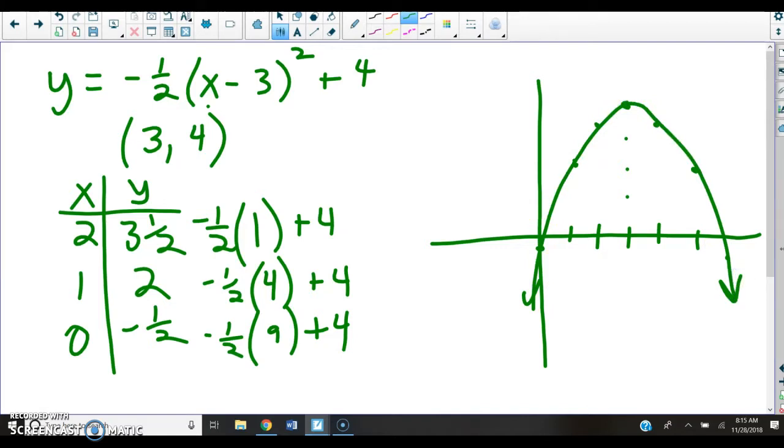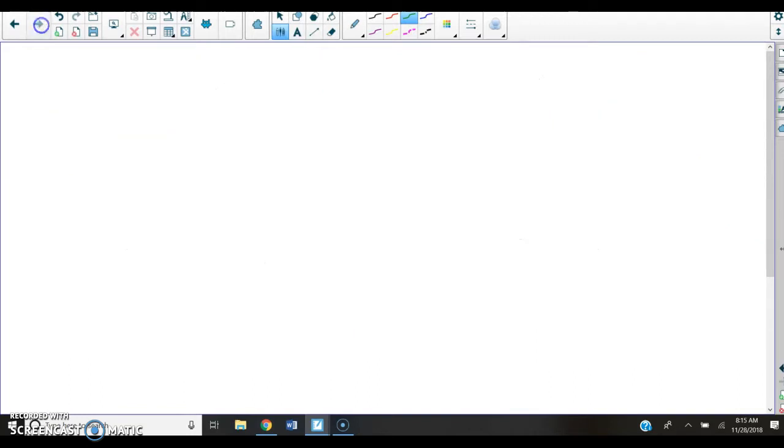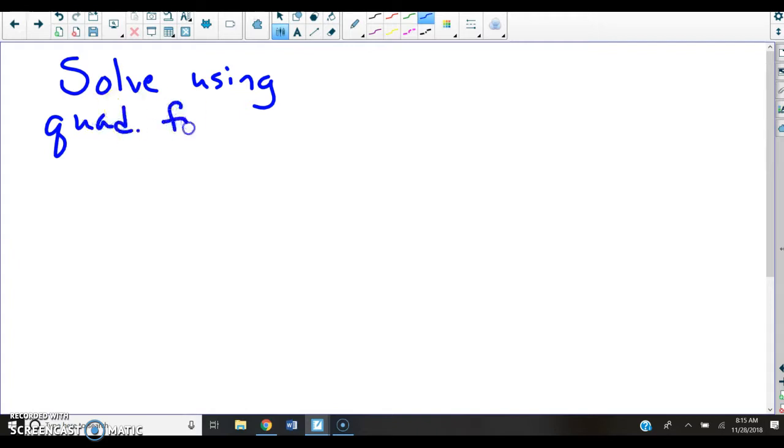All right, there you have it. So we graphed those. We reviewed the 3 things already pretty fast. The other thing, on the test, you have to solve using the quadratic formula. And I think all of you would be fine with that.